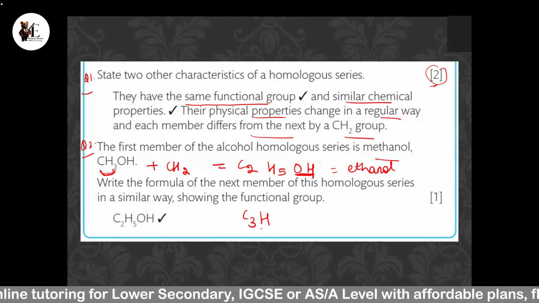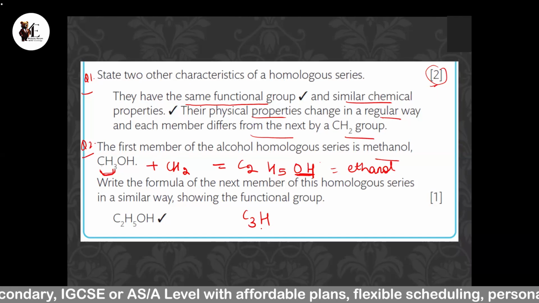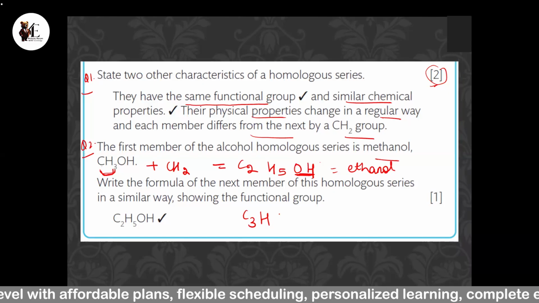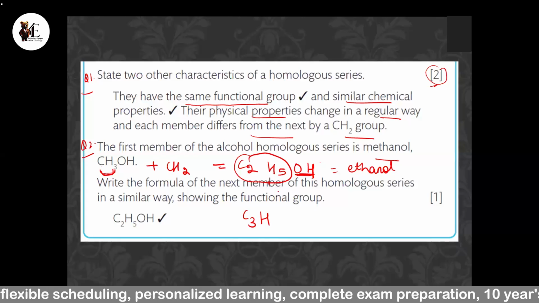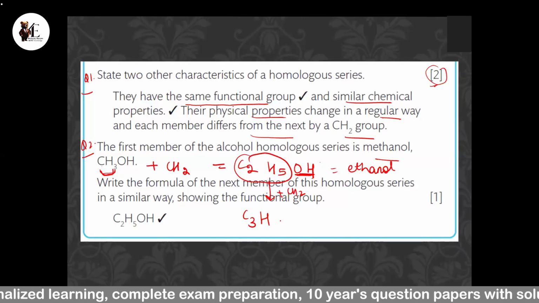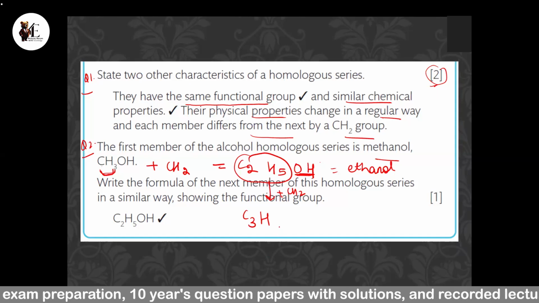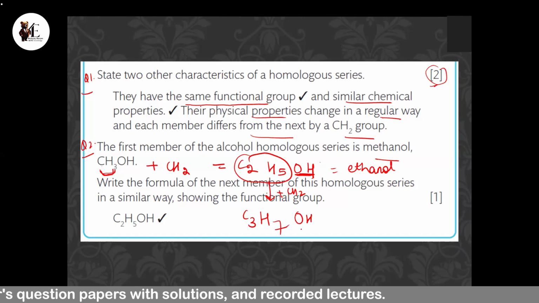Wait. H6, you have to add CH2 to this group. Add CH2. Is it 6 or 7? 7. 5 plus 2 is 7. Then this is the functional group, this remains as it is, because the functional group remains the same in the homologous series. So this is the formula for propanol.